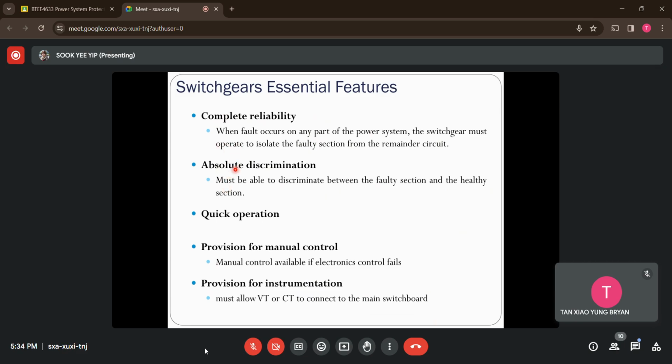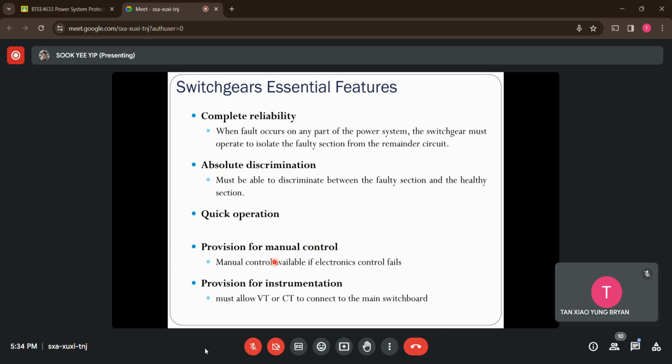So of course, for any protective system, we want to have quick operation, right? Clear the fault from the power system as soon as possible, with no fire hazards or damage to the system components. So this is unavoidable. The next feature the switchgear should have is the availability of manual controls. Let's say in the event that the electronic control fails, the technicians can actually take over using the manual control to initiate the tripping operations.